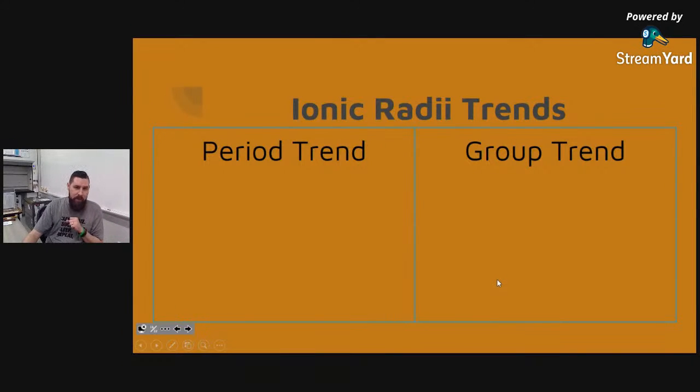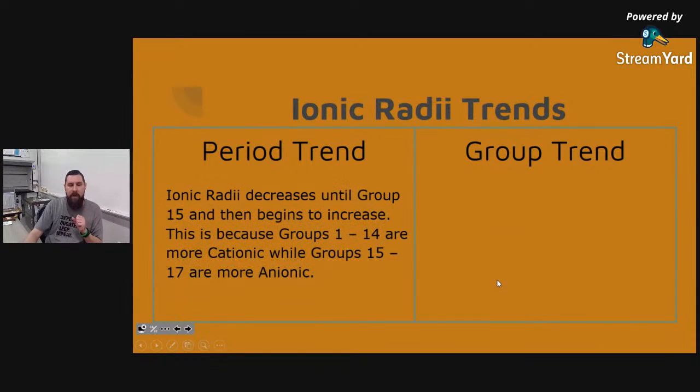And now we can look at period and group trend. So for the period trend, ionic radius decreases until group 15, because at group 15, that's where we start seeing atoms gain electrons. So ionic radius is going to decrease because I'm dealing with cations. At group 15, I'm now dealing with anions, and that radius suddenly increases. But then as I go on across groups 15, 16, and 17, it decreases again.